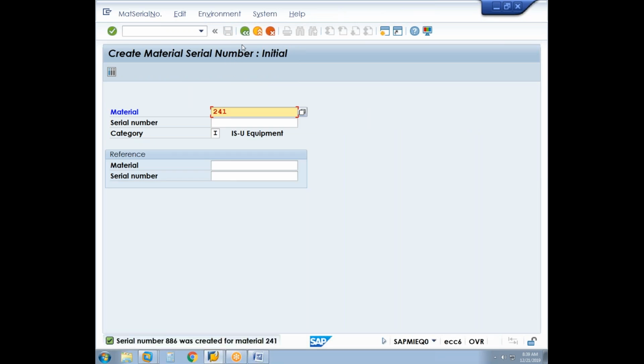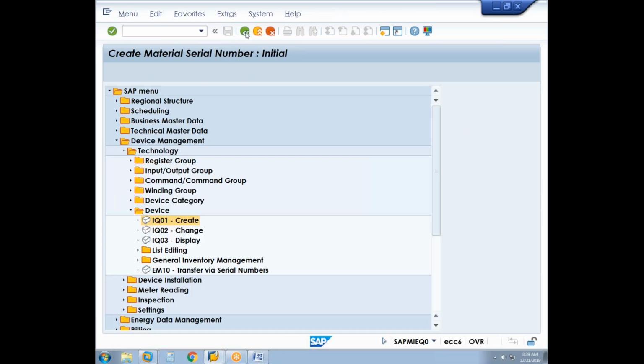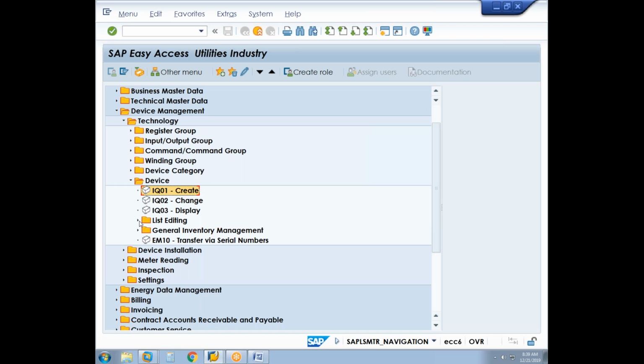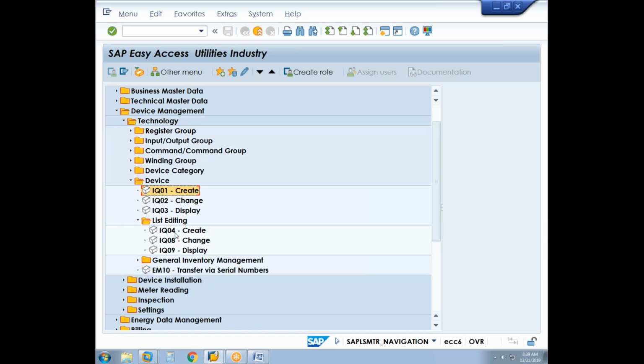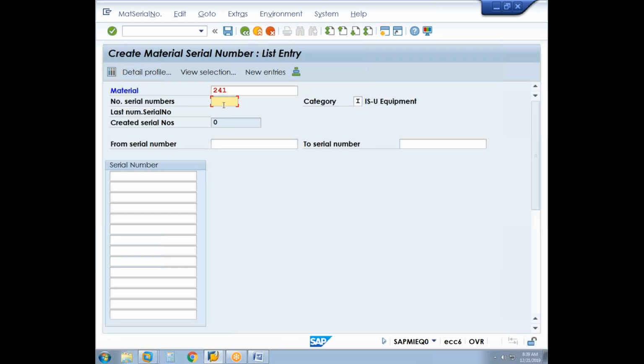But if you want to create n number of serial numbers at a time, then you can go to list editing, IK04, create. Now we want to create 20 serial numbers at a time. Then enter the number and hit the enter button. It will now take the numbers from 887 because 886 is already used. So it is taking the numbers from 887 to the last number 906, and then save it.